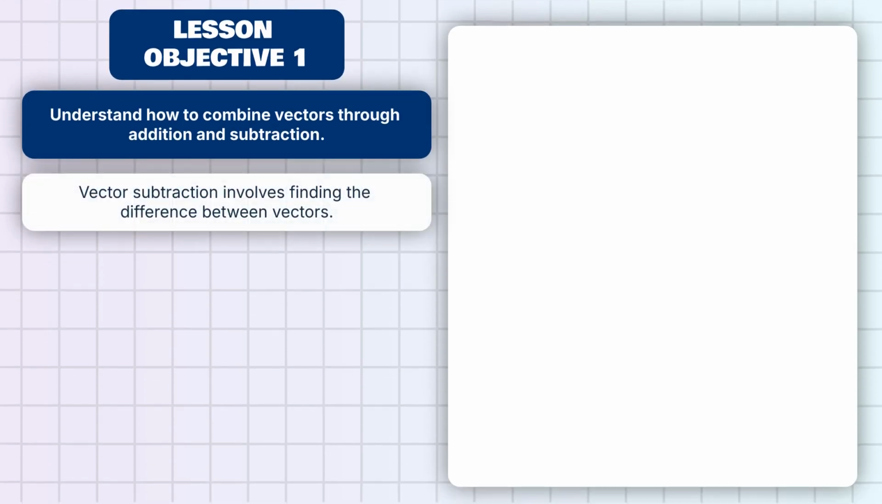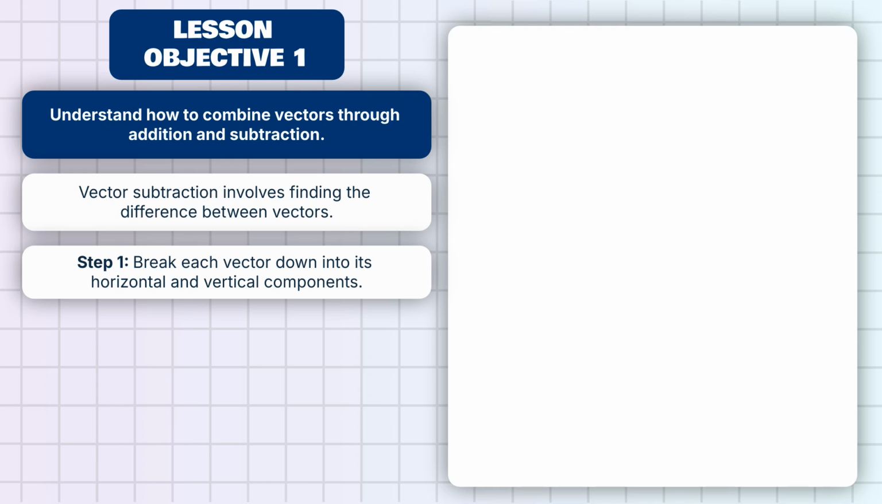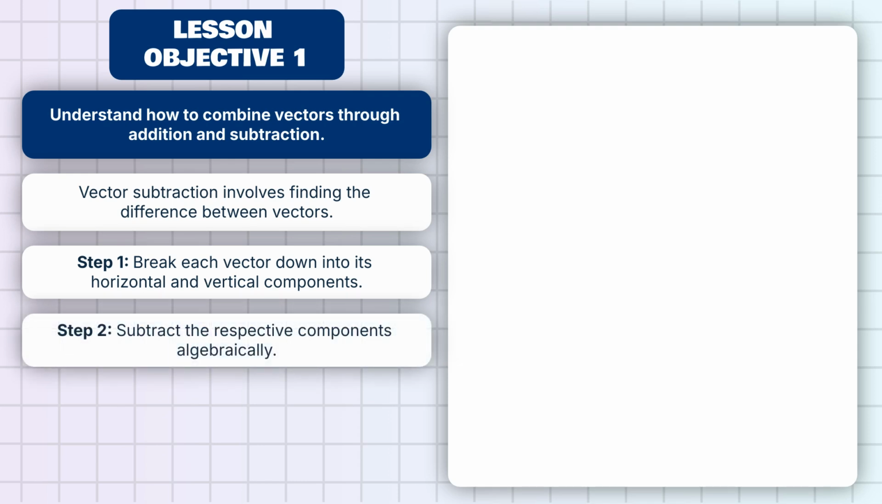Now let's move on to the analytical method for subtracting vectors. Similarly to vector addition, this method involves breaking down the vectors into their horizontal and vertical components. Then, we subtract the respective components of the vectors.